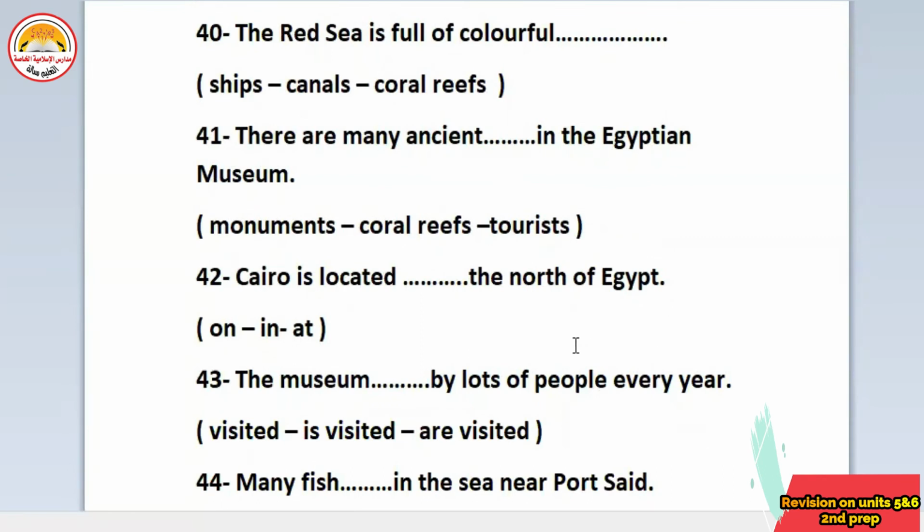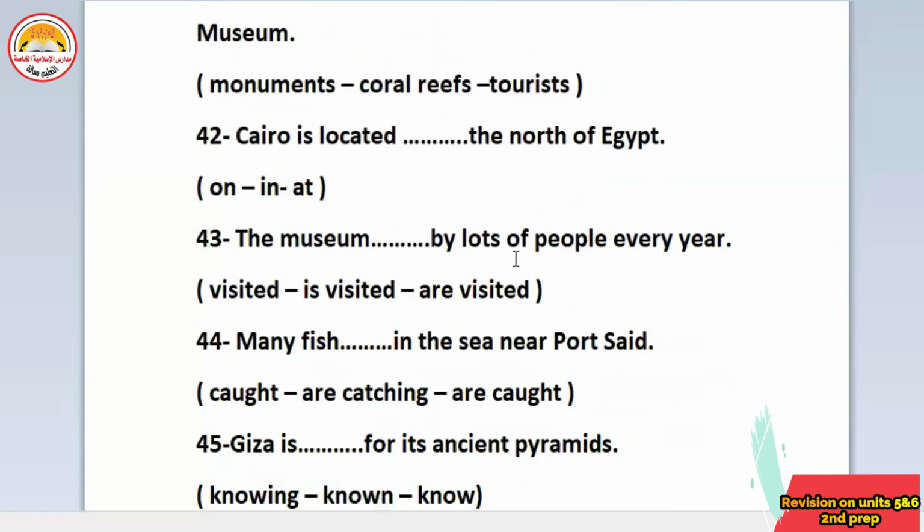Number 42, Hannah Lutfi. Cairo is located in the north of Egypt. Very good. It's correct. Thank you. So here, number 42, Cairo is located in the north of Egypt. Thank you.